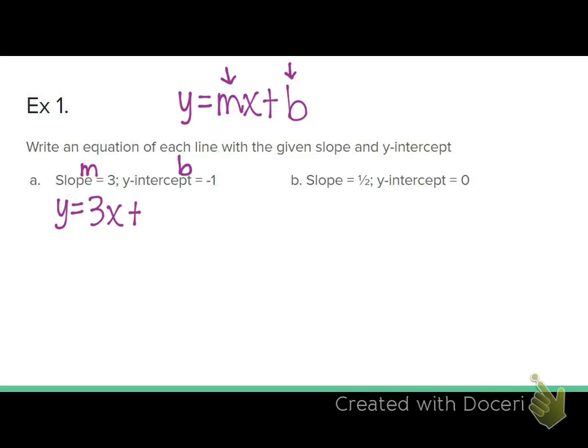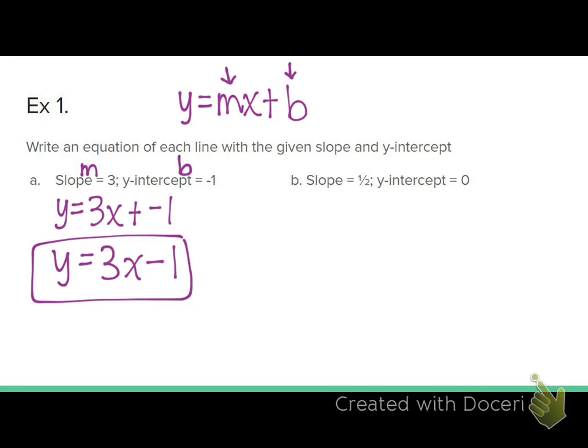3x plus, instead of b, negative 1. Now to make this look a little bit nicer, instead of writing add a negative, what could I write? Just subtract a positive, just 1. So this is how I would want that answer to be written. y equals 3x minus 1.